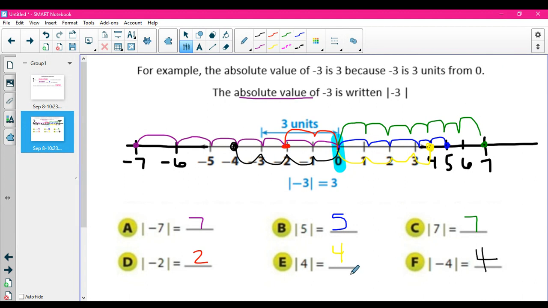As you can see, all of these absolute values are positive. They are a distance from 0, which means you need to see how far away from 0. Whether you go in the positive or negative direction, you still have to jump to get there. So that is why the absolute value is always positive.